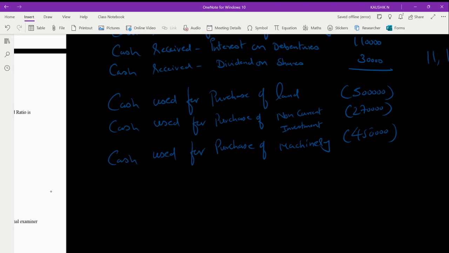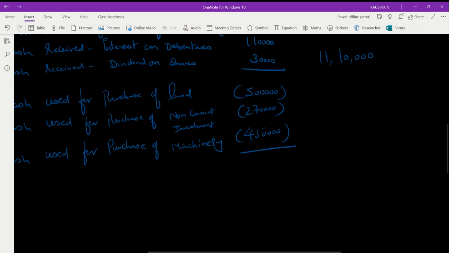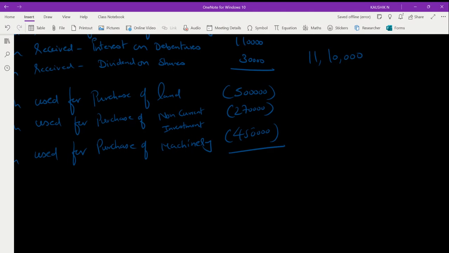When you add all these negative values, how much will you be getting? 5 lakh plus 2 lakh 70 is 7 lakh 70. 7 lakh 70 plus 4 lakh 50 will give you 12 lakh 20. Am I right? You'll be getting an amount of rupees 12 lakh 20. It should be in the negative value. Otherwise the answer key will not have negative value. Please put a negative value when you're writing in your answer script.